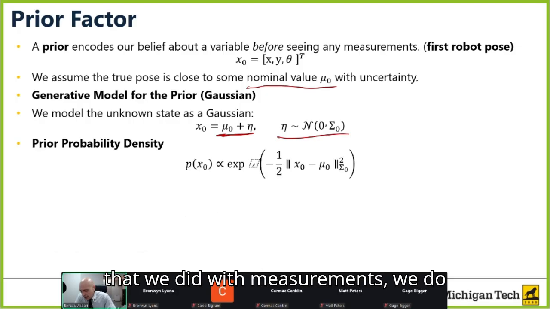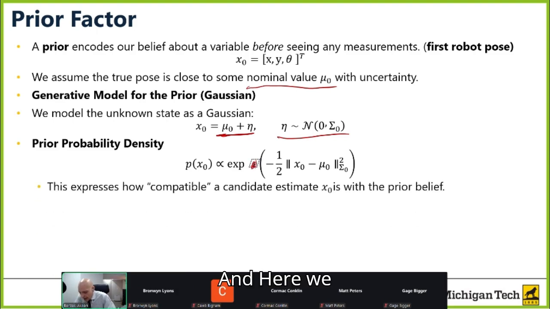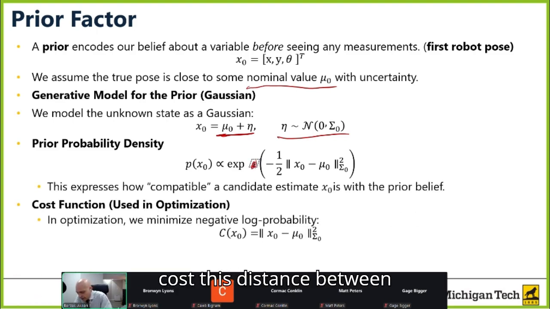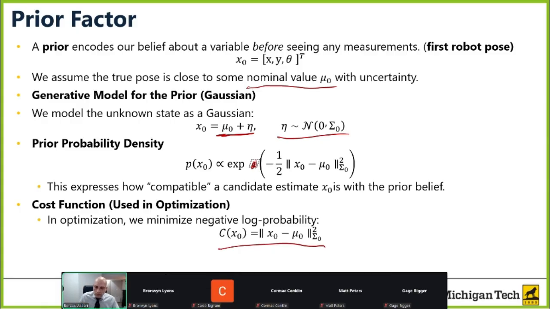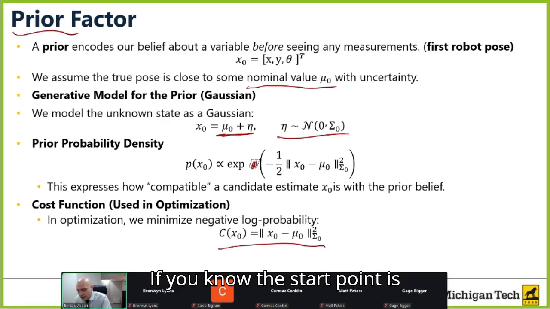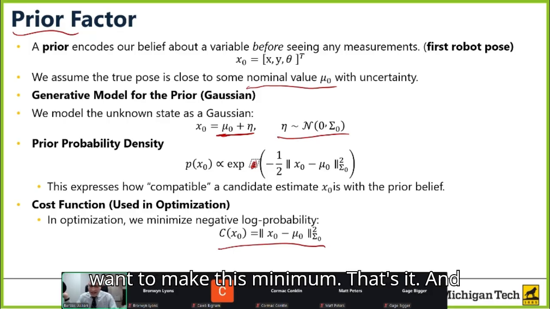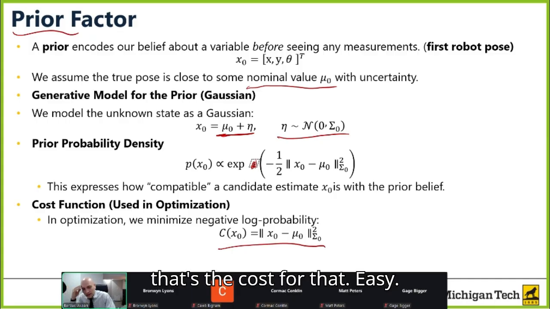The same way that we did with measurements, we do here. We don't have a comma here. And here the cost is this distance between the position and the start position, for example. Here is a start, like a prior. If you know the start point is mu0, you just need to find the difference between x0 and mu0, and you want to make this minimum. That's it. And that's the cost for that.